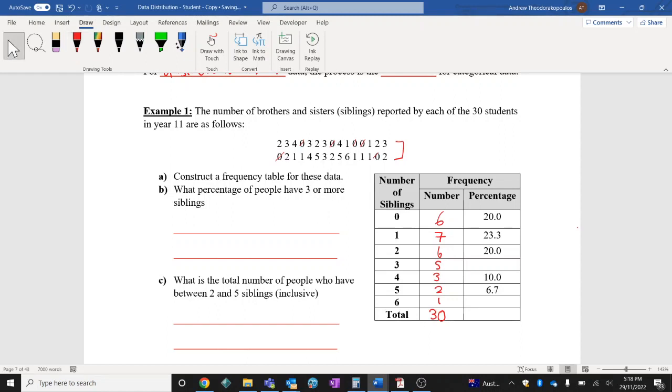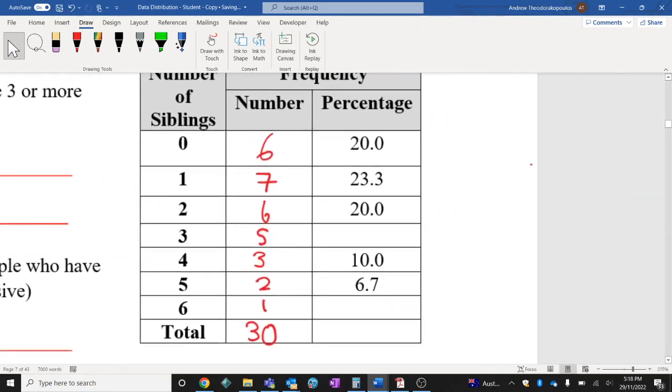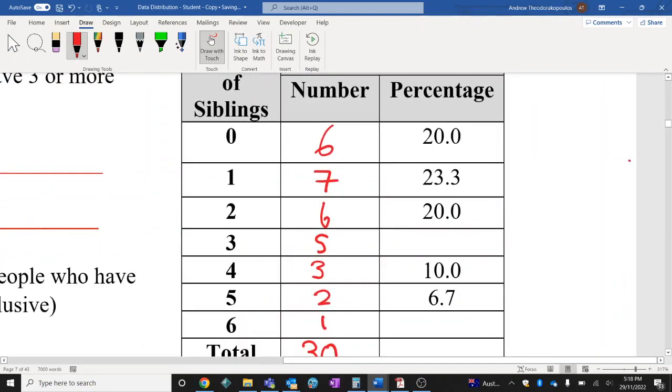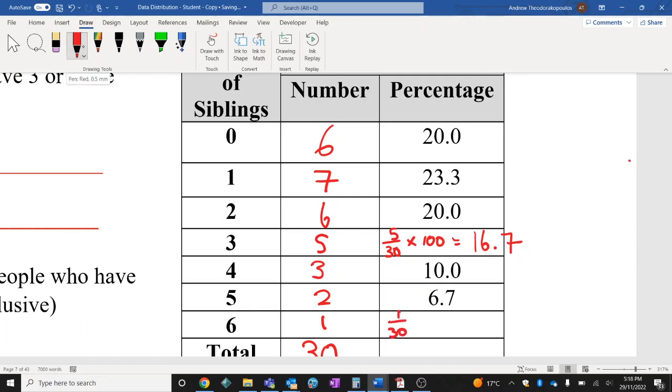And to work out the percentages, just like we did in the previous lesson, I'll just show you with 1 or 2 of them. With this one, it would be 5 out of 30 times 100, and that gets you an answer of 16.7%. And with this one here, 1 out of 30 students have 6 siblings, times that by 100, and that equals 3.3%.